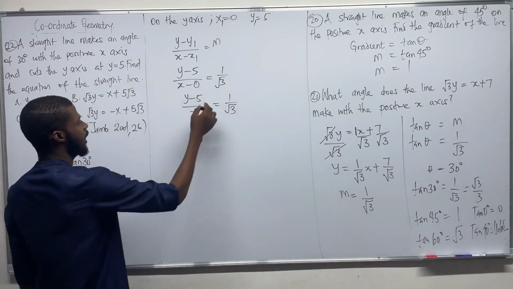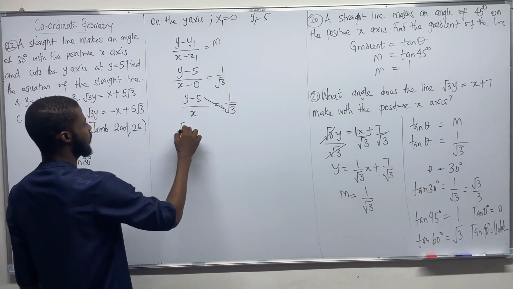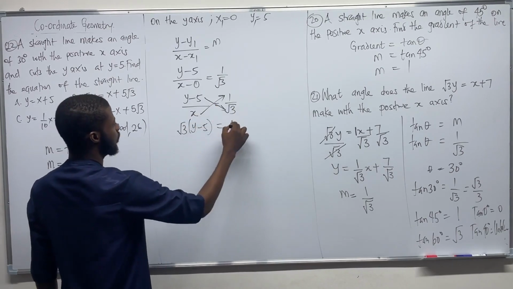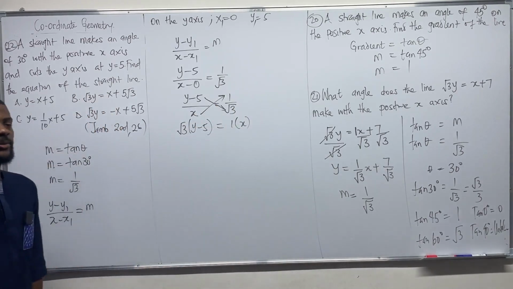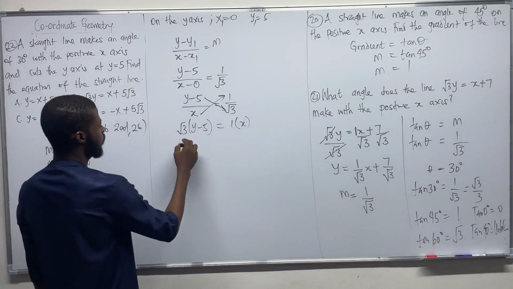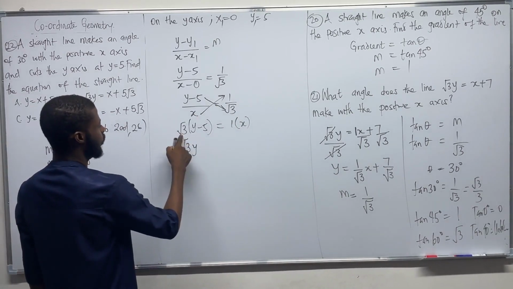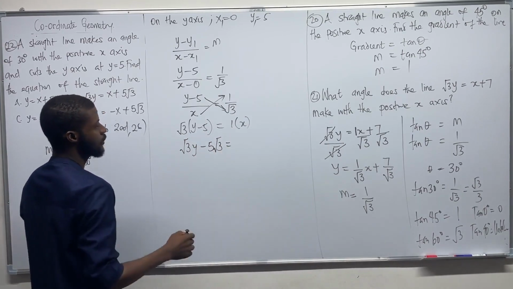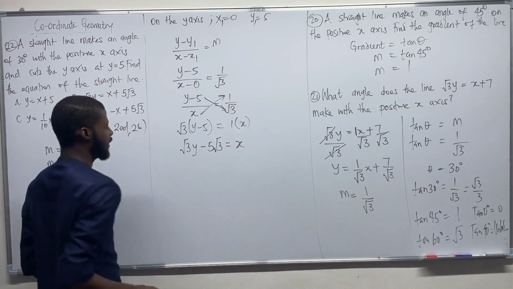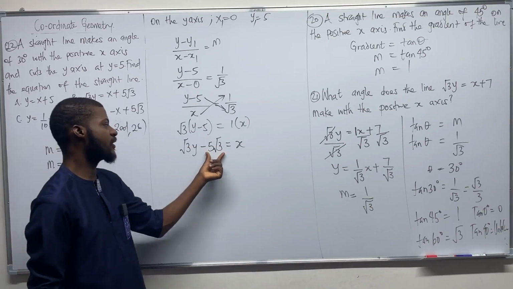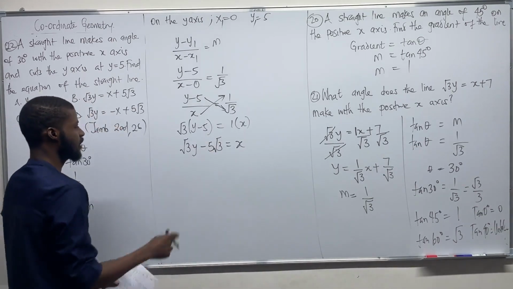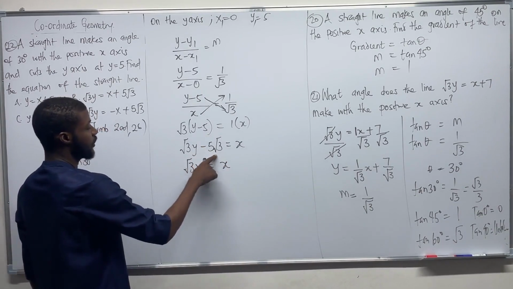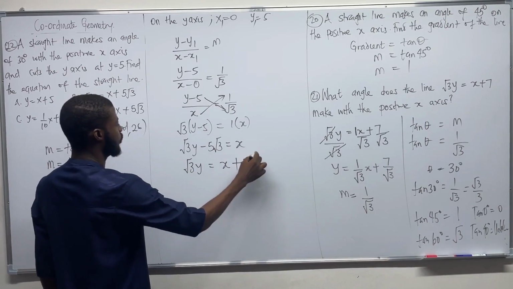So let us cross multiply. This times this. So that's root 3 bracket y minus 5 equal 1 times x, so that's 1 bracket x. So let us open up the bracket. Root 3 times y is root 3y. Root 3 times minus 5 is minus 5 root 3. Equal to 1 times x is just x. Now I can take this minus 5 root 3 to the other side. So this is root 3y equal x. If this minus 5 root 3 goes over, it's going to become plus 5 root 3.